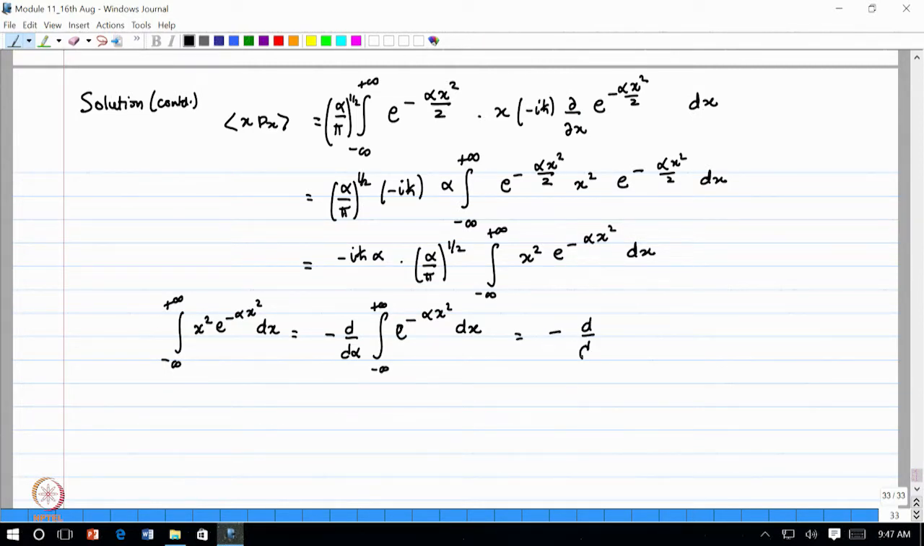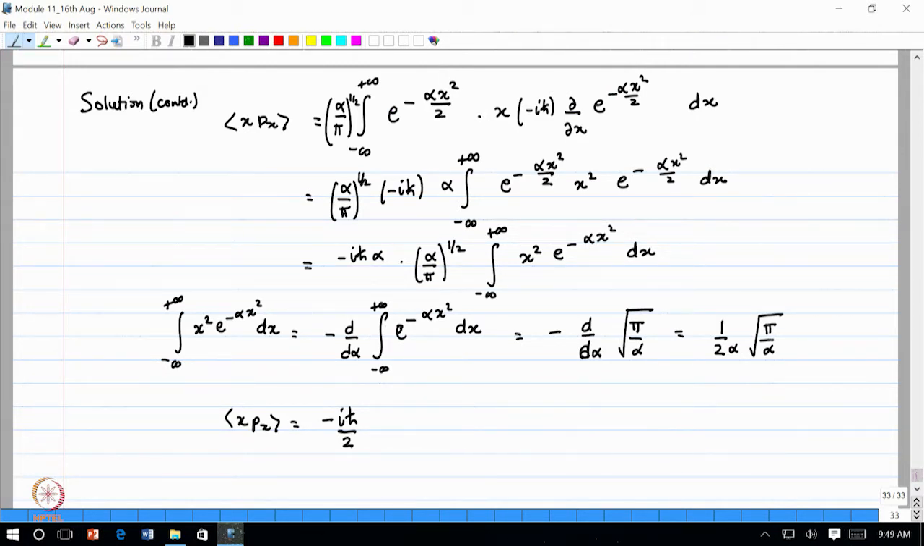So, this is minus d by d alpha of square root of pi by alpha, which is equal to 1 over 2 times square root of pi divided by alpha to the 3 half. So I will write it as 2 alpha square root of pi by alpha. The minus sign will cancel that. So then this integral is just 1 over 2 alpha square root of pi over alpha. And so then what you will get is just minus iħ by 2, that is all you have, minus iħ by 2.